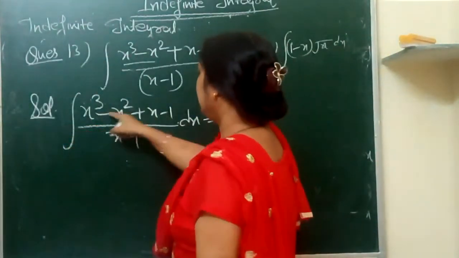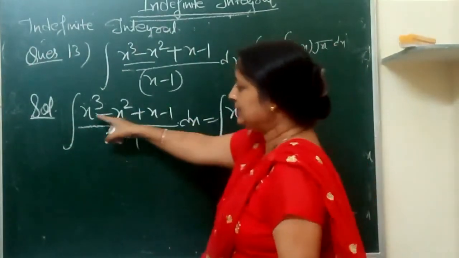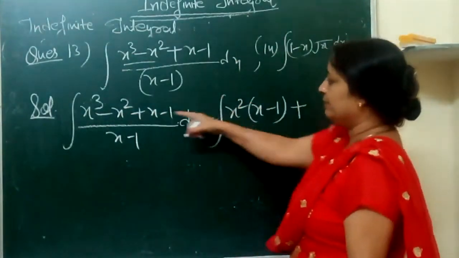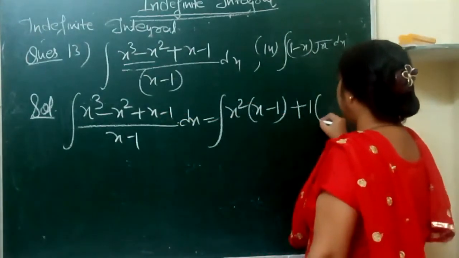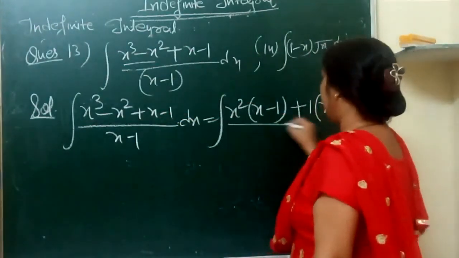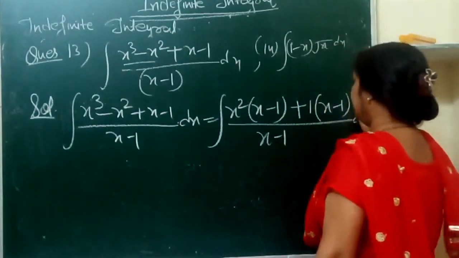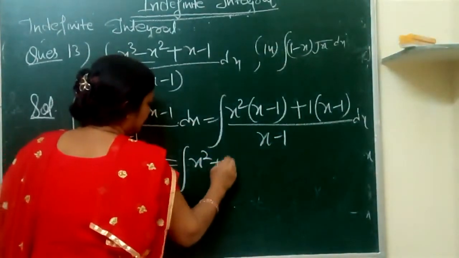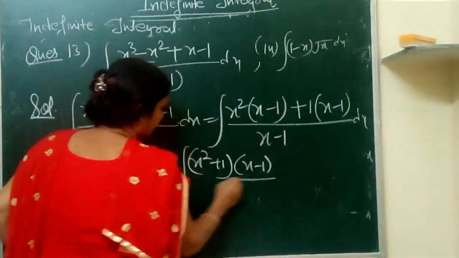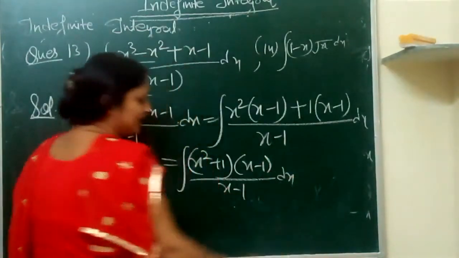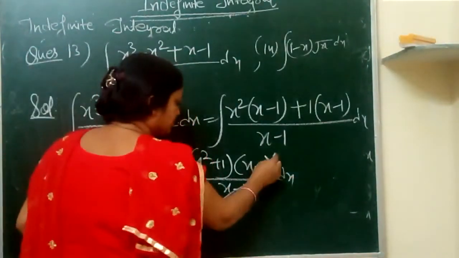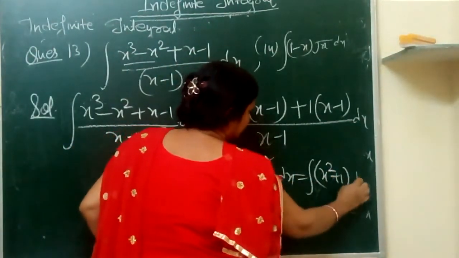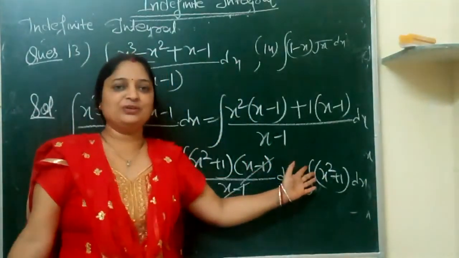Now take x square common from the first two terms. So what is left here? That is x minus 1 in the second term, plus from the last two terms we are taking 1 common. So x minus 1 upon x minus 1 into dx. After that, what will come here? Factor, that is x square plus 1 into x minus 1 upon x minus 1 dx. It is so simple, we can cancel these two terms. So what is left here? x square plus 1 into dx is left.